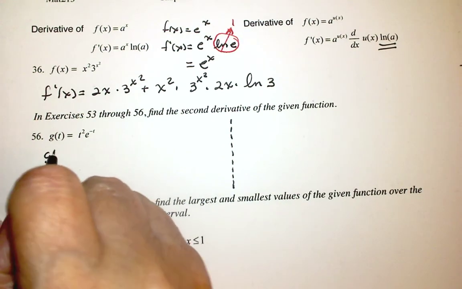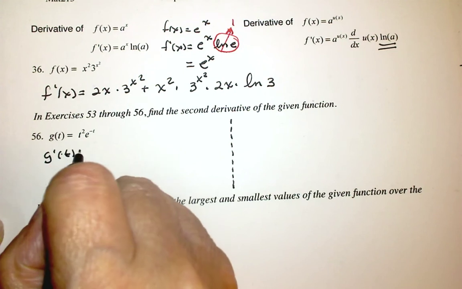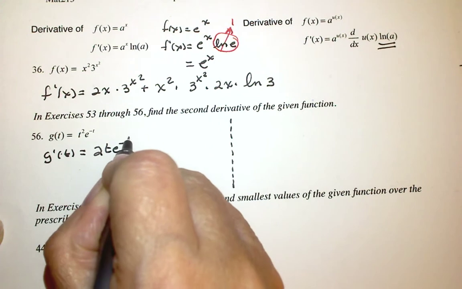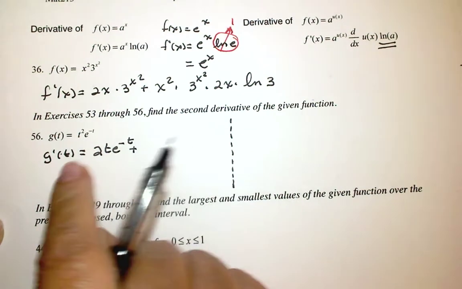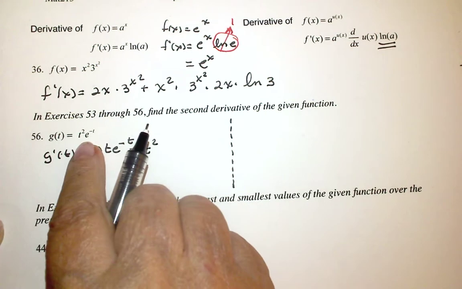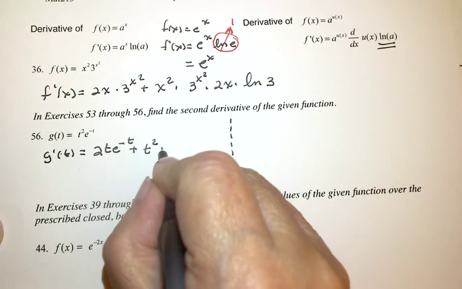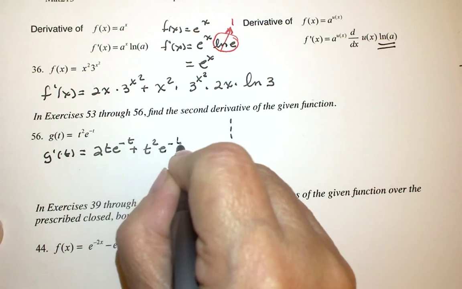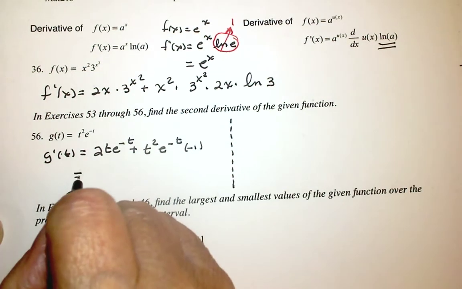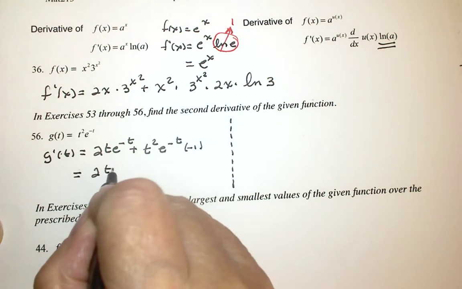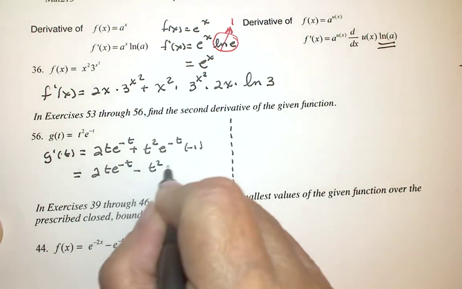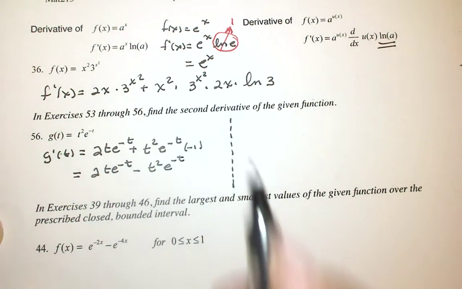So first derivative, g prime of t, is the derivative of t squared, which is 2t, e to the minus t, plus t squared. The derivative of e to the minus t is e to the minus t times the derivative of minus t, which is minus 1, which is 2t e to the minus t minus t squared e to the minus t.